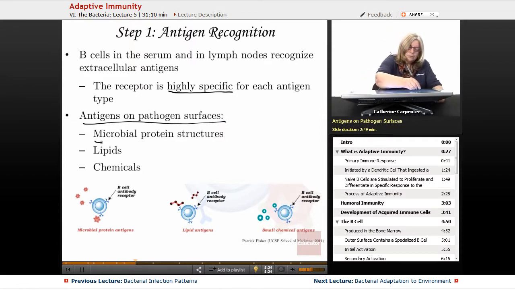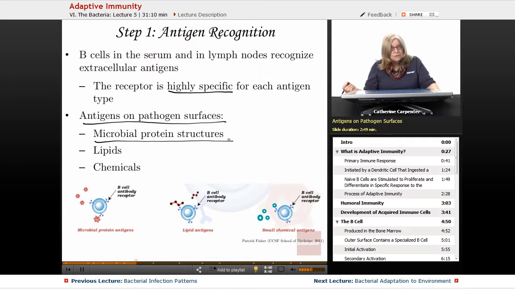So we have microbial protein structures that can form these antigens. We have lipids. Remember, lipids are fat molecules. And then we have various chemicals. So we have ions, we have different carbon configurations, we have particles, we have all kinds of things that can be remembered. But there are some diseases where they are so variable that basically they can't be remembered.